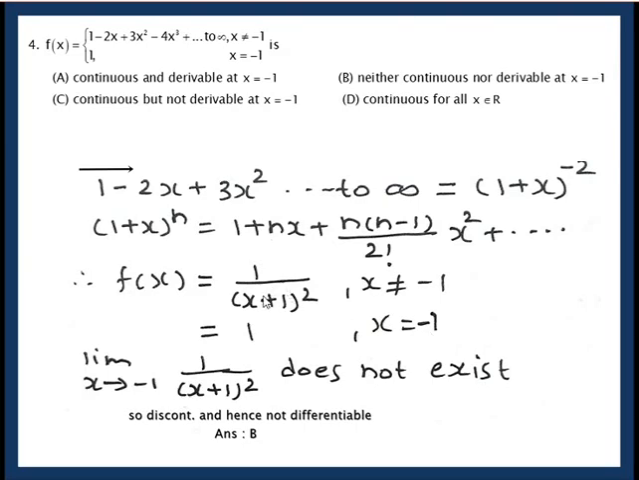Now clearly this limit does not exist, right? So if the limit does not exist, then function is definitely discontinuous. As the function is discontinuous, it cannot be differentiable. Why? Because if a function is differentiable, it has to be continuous. Though the converse is not true, but here the function is discontinuous, so it will be not differentiable. So the correct option is B, Bombay.